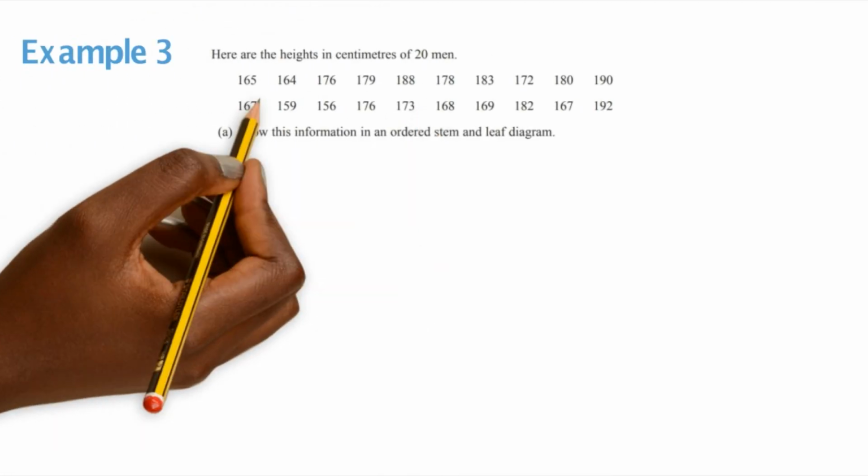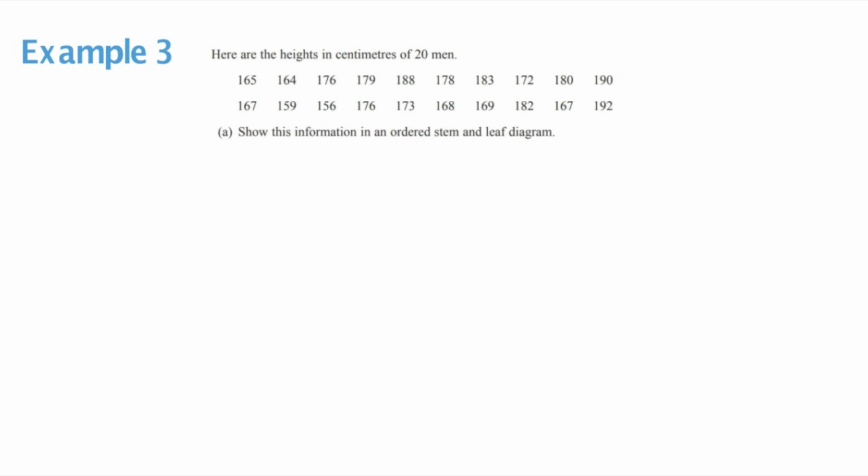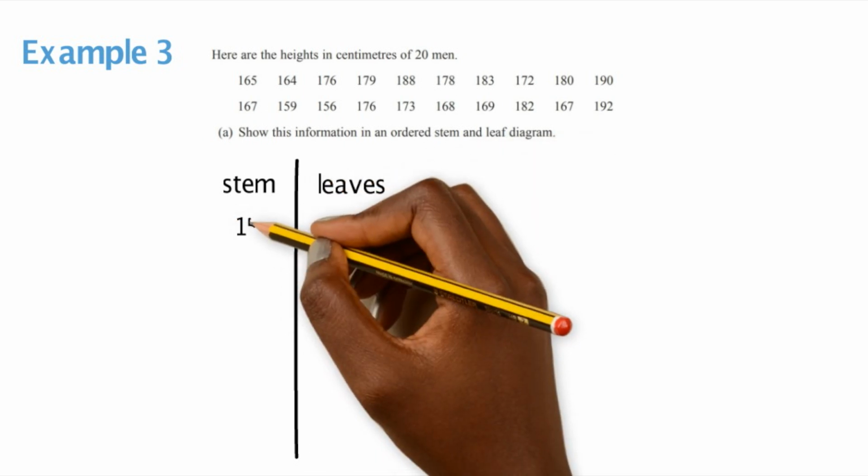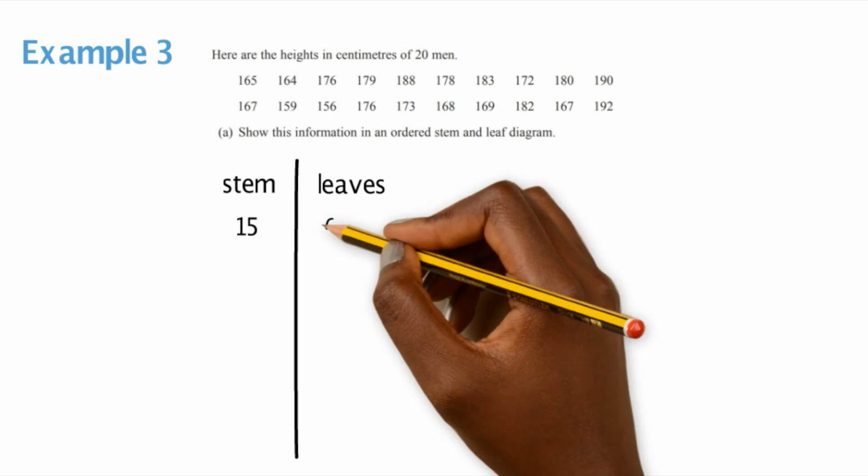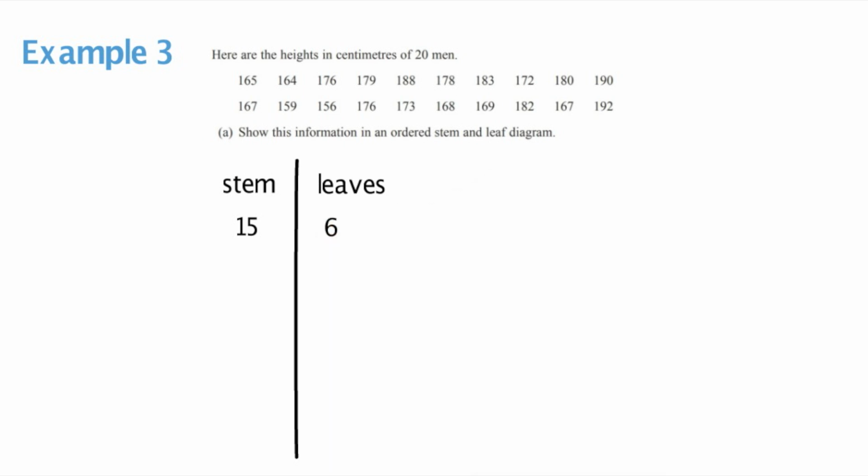Example 3. So here is another exam question, again the same thing, an ordered stem and leaf diagram, except this time we've got 3-digit numbers. So because our stem is to do with the 10s, rather than writing 1 in the stem and then 5 and 9 in the leaves, you would write 15 and then 6 and then 9 to show 15 and the 6 of 156.